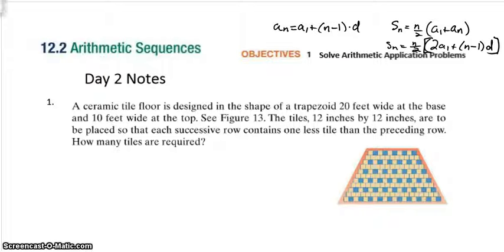Okay, so guys, what's going on with today's lesson? We're just going to get some more practice with these principles we learned yesterday.